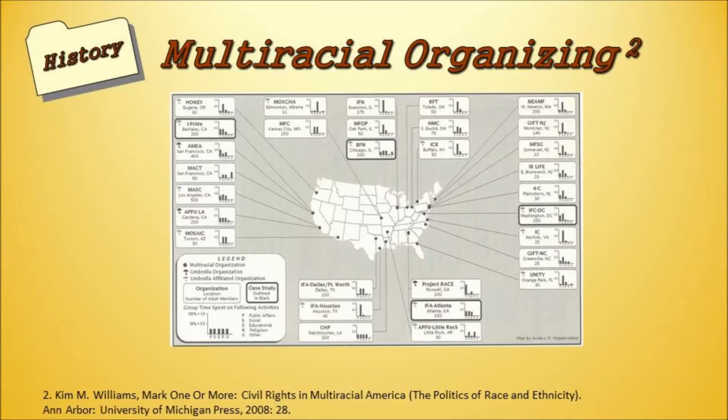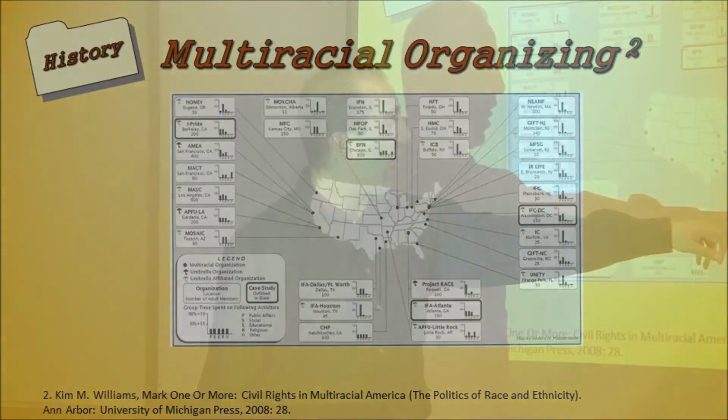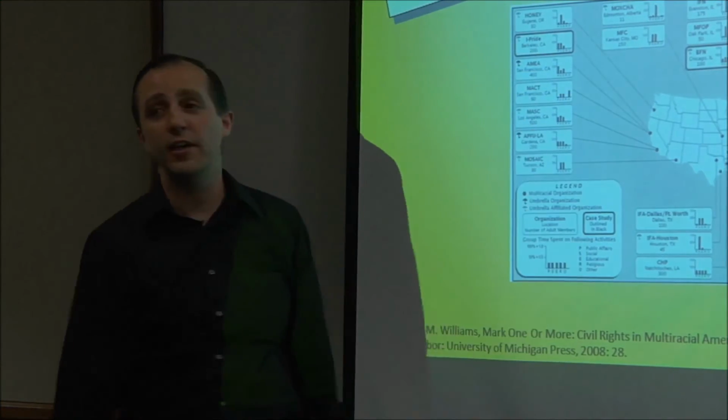This is a chart of several organizations that developed starting in the late 70s and early 80s. Multiracial organizations started forming all across the country. This is from the book Mark One or More. That shows most of them of various membership sizes. Most notably, we see iPride here in Berkeley, San Francisco, Biracial Family Network in Chicago, Interracial Family Circle in DC, Project Race down here in Georgia, and then of course Mask here in Los Angeles. One group that's not shown on this chart is the HAPA Issues Forum, which began as a student group on the UC Berkeley campus, but then became a nonprofit organization, but is now defunct.